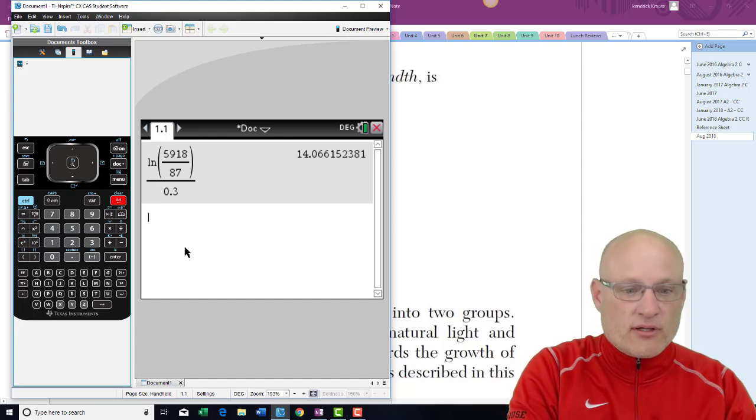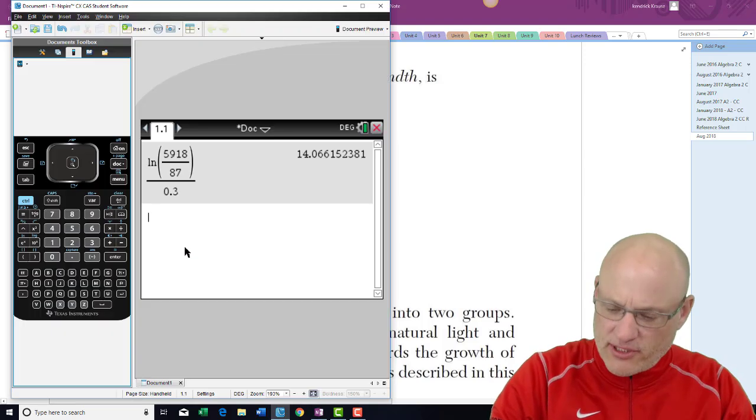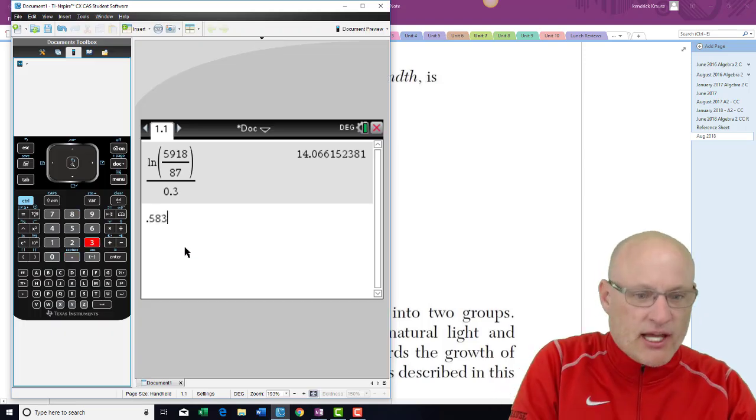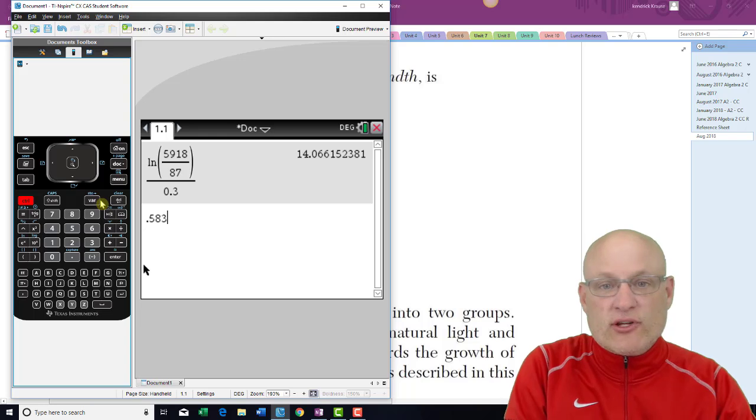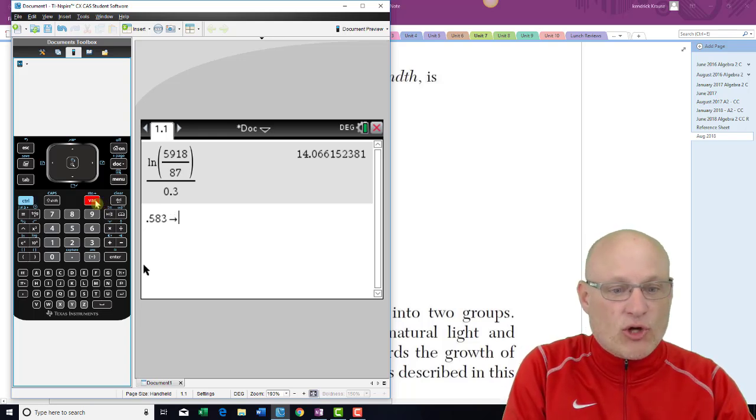Actually, that's not, sorry. What's this answer? 0.583. So I'm going to take 0.583, and I'm going to store that into x. And you can do this on the TI-84 as well. It's called the stow button. You just stow it into x. I'll press enter, and then I'm going to type in the answer.